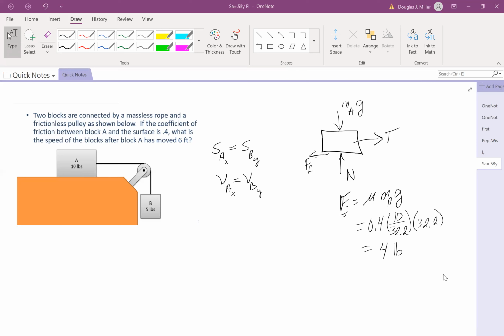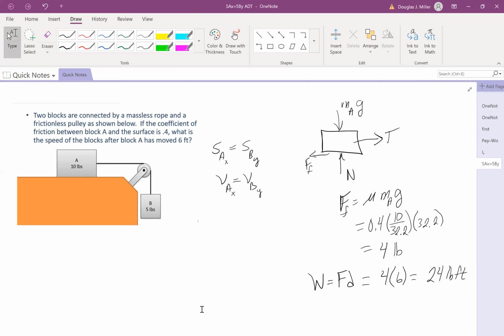Now, what we want to do is express the fact of what is work. Well, work, if you recall, is equal to a force multiplied by a distance. So in this case, we have 4 pounds multiplying by the distance of 6 feet. So we have the work done is 24 foot-pounds, or pound-foot. So that is the amount of work that's being completed. And remember, it's a force of friction.